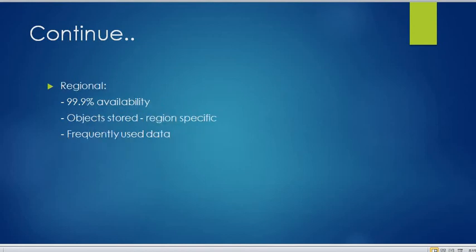The next one is regional buckets. Google promises 99.9% availability for regional buckets, some 0.05 less than multi-regional buckets. This means objects stored here are region specific. These are also used for frequently accessed data.